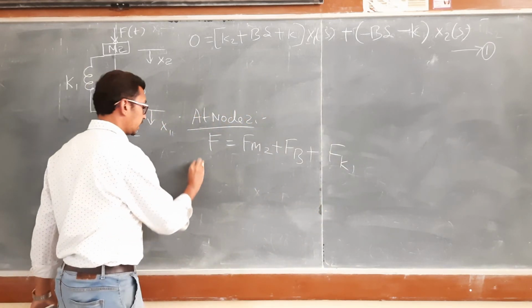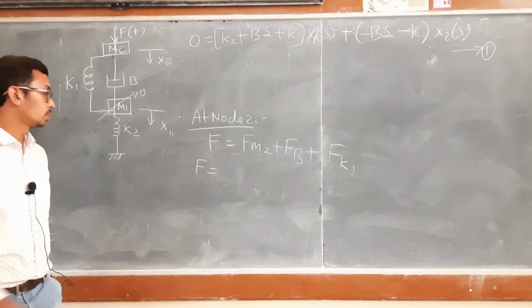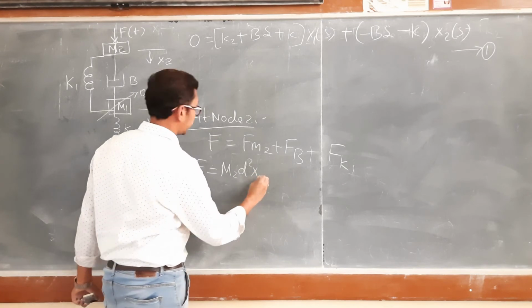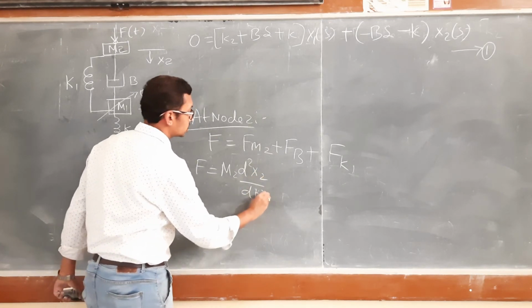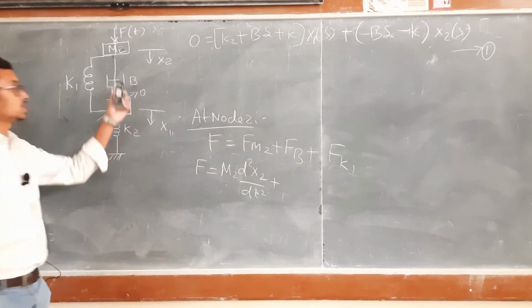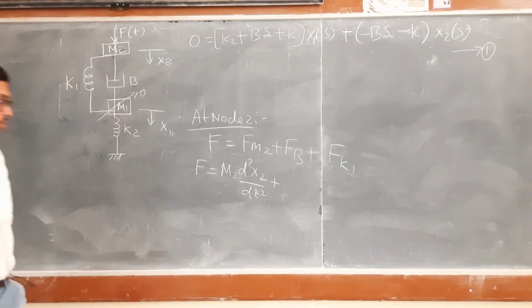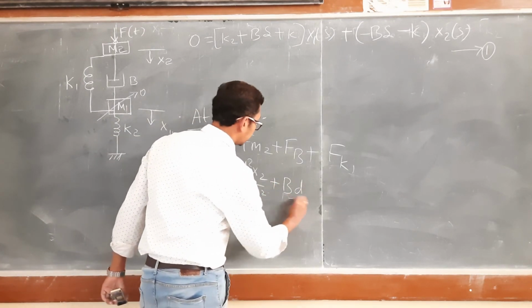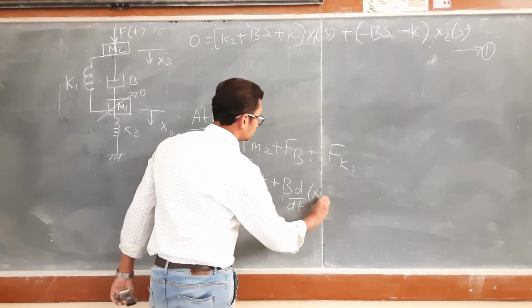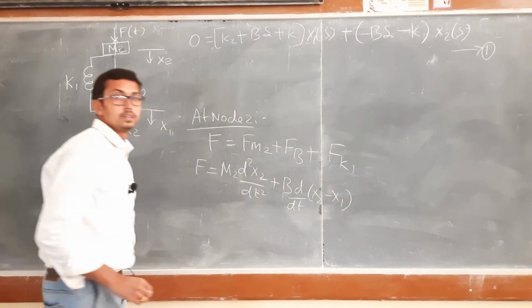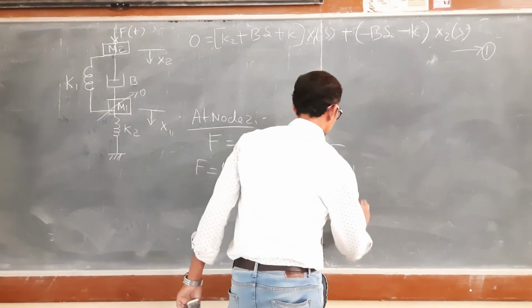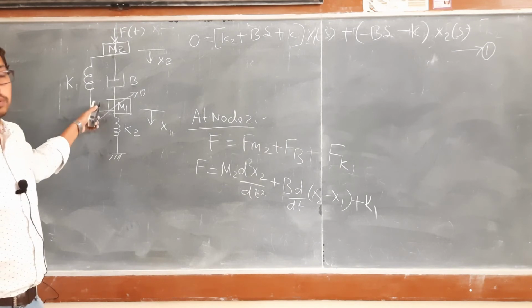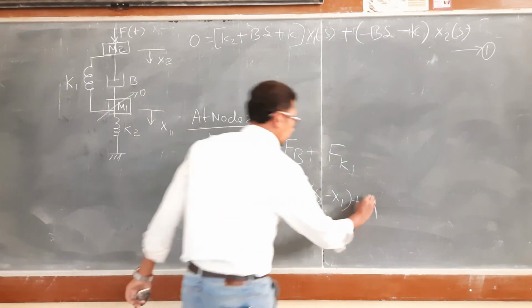So therefore I am going to rewrite this here. What is F of m2? It is m2 d square x2 by dt square. What is b? So b is between the node number 1 and the node number 2, so this will be b. I am writing for the node number 2: d by dt of x2 minus x1, plus k1. This k1 is once again between the node number 1 and node number 2.